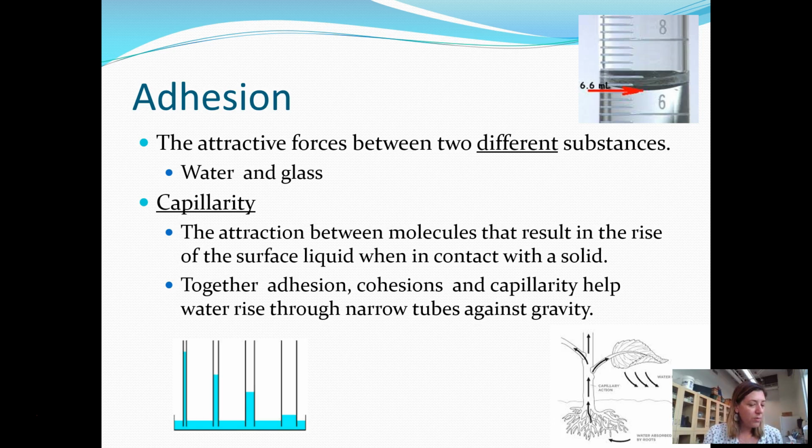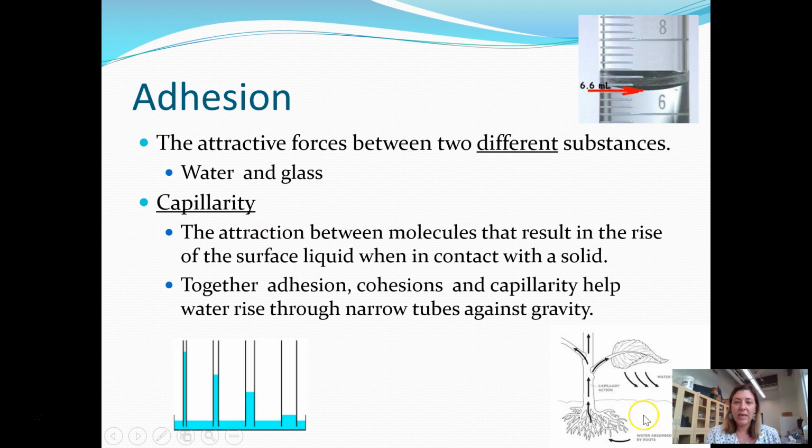Because of adhesion and capillarity, it allows water to climb up the insides of this tube. Okay, so the last thing which you see down here, together adhesion, cohesion, and capillarity help water rise through narrow tubes against gravity. Cohesion is what's keeping the water molecules together, but adhesion is making them climb up the side, and then it pulls the water along with it.